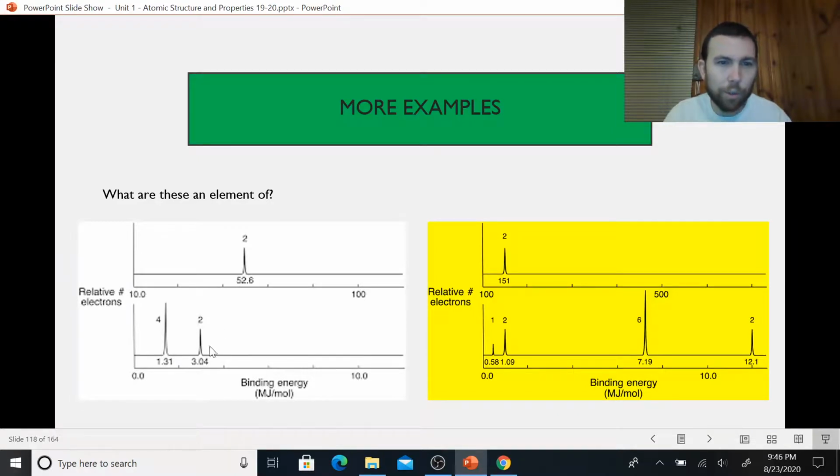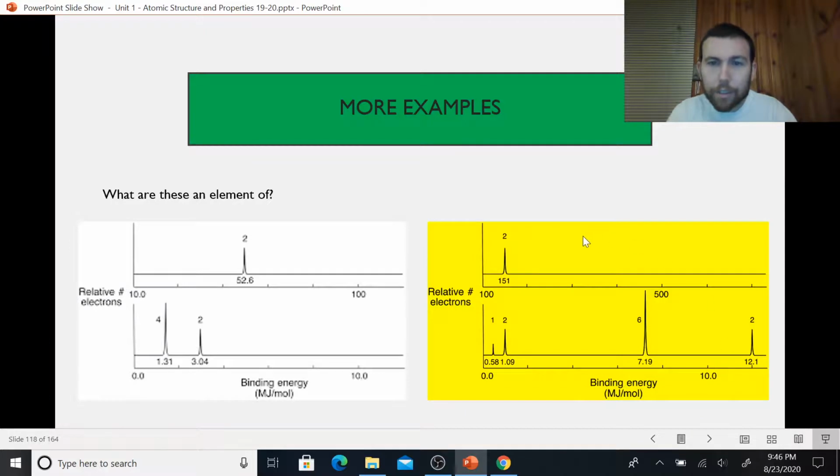Now, as I come down here, I move into its valence shell. I've got my 2s orbital, because its binding energy is at 3.04, because it's a little bit closer to the nucleus, so it has a slightly higher binding energy. And then my 2p electrons are at that 1.31 peak, because they're going to have slightly less binding energy, because they're a little bit farther from the nucleus.